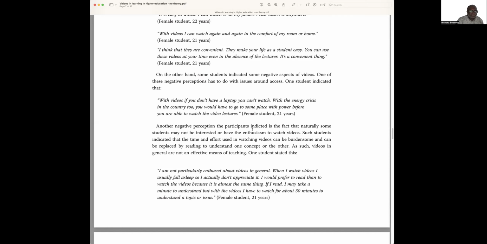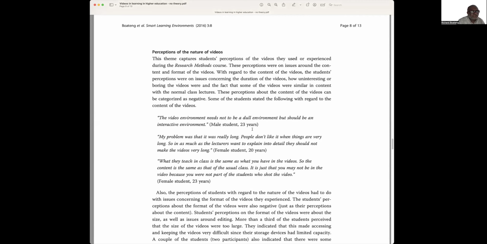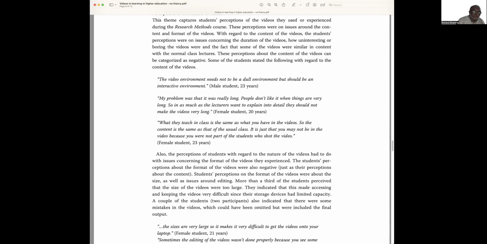Okay. That's a very good perspective of the issue. But remember, videos are being used to add to what you are reading. So you can get the audio, you just listen to it as you are moving around. The video environment needs not to be a dull environment, but should be an interactive environment. So it should be animated, you should see the lecturer talking and engaging you.